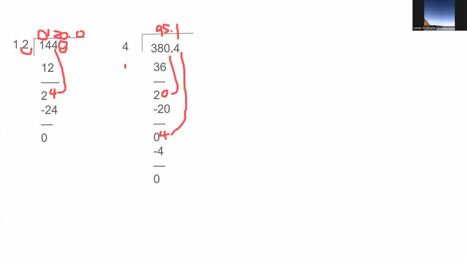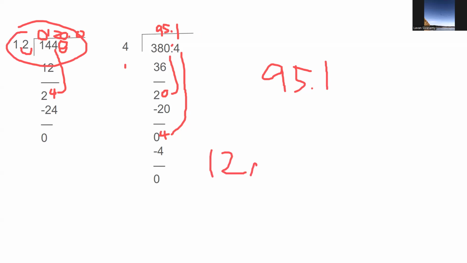So as you can see, the decimal went just straight up. It's important when you do this problem that you line the decimal up with the decimal on the bottom so you don't mix it up. And then the 1 is on top of the 4, so it's after the decimal. So the answer for this one is 95.1. And the answer for this one, right here, is 120.0. You don't have to put this point 0. It'll be the same thing.